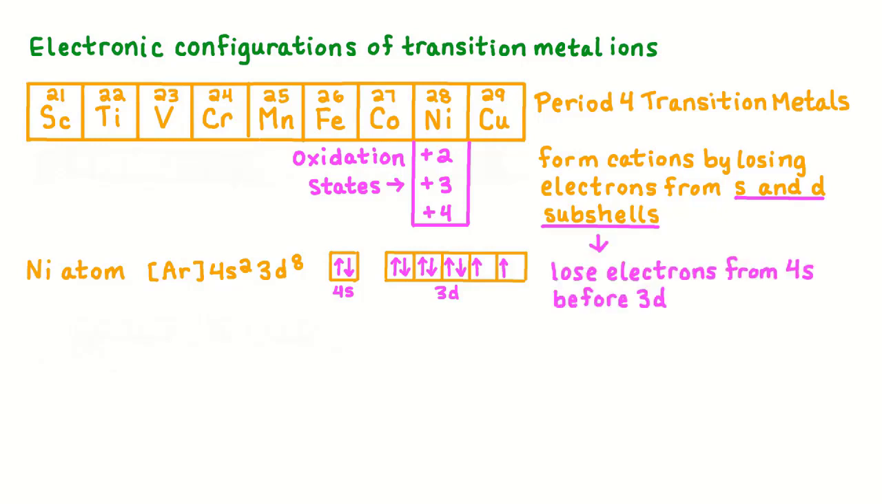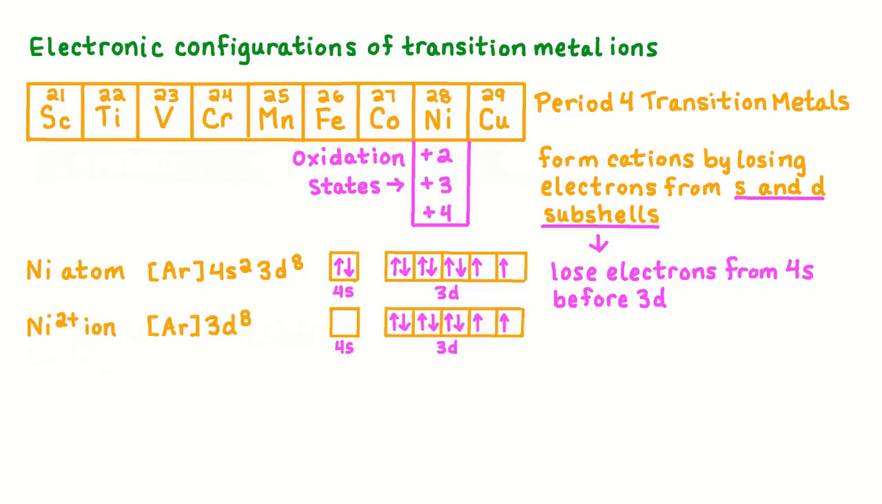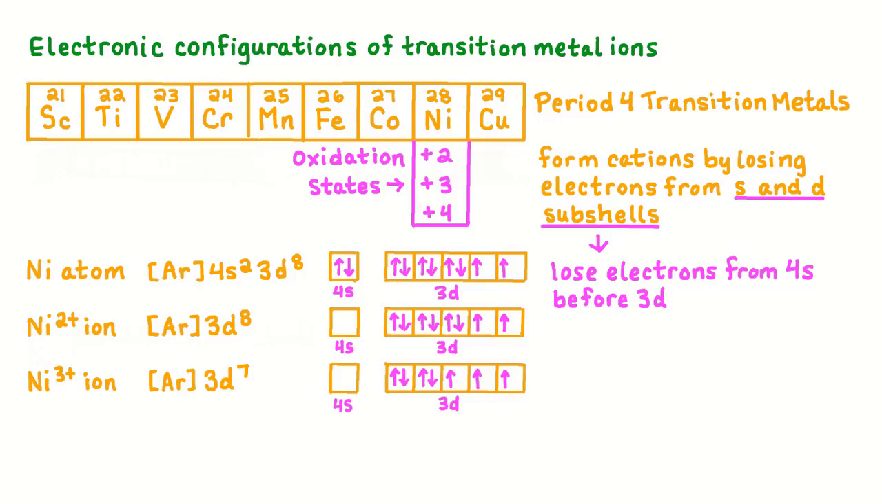Transition metals in period 4 tend to lose electrons from the 4s subshell before they lose electrons from the 3d subshell. Let's say a nickel atom loses 2 electrons to form a nickel 2+ ion. Because the 2 electrons are lost from the 4s subshell, the electron configuration for the ion will not include the 4s subshell. If a nickel atom lost 3 electrons to form the nickel 3+ ion, then the third electron could be taken from the 3d subshell.